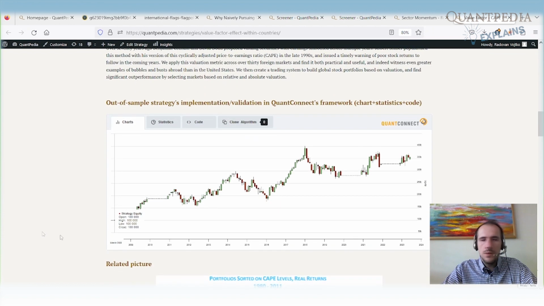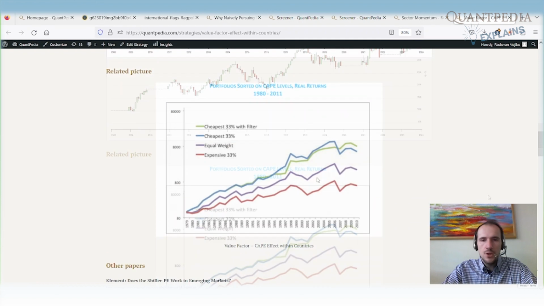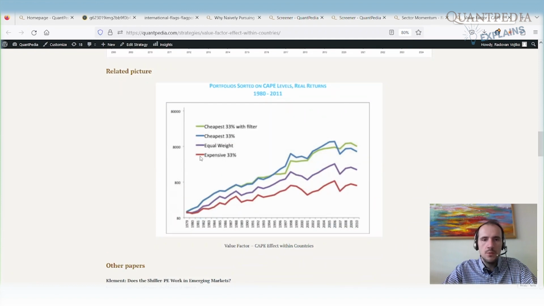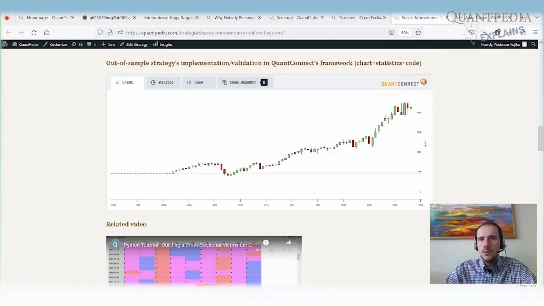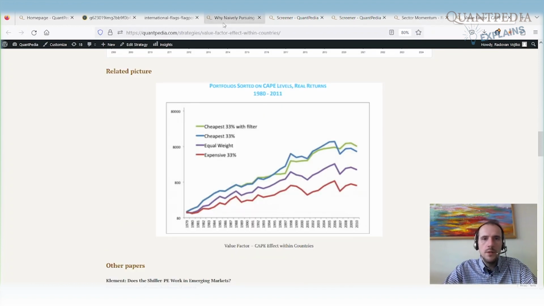As we can see, it can profitably select the countries that are outperforming. Here we have charts from the paper, so we can see that the most expensive countries are the red ones, and the performance is really not something special compared to the cheapest third of the countries, the blue or the green line. So we can use the CAPE ratio very well to sort the countries and select those that are the best. So those are two ideas, sector momentum and the value factor, for how we can pick sectors or countries using ETFs.